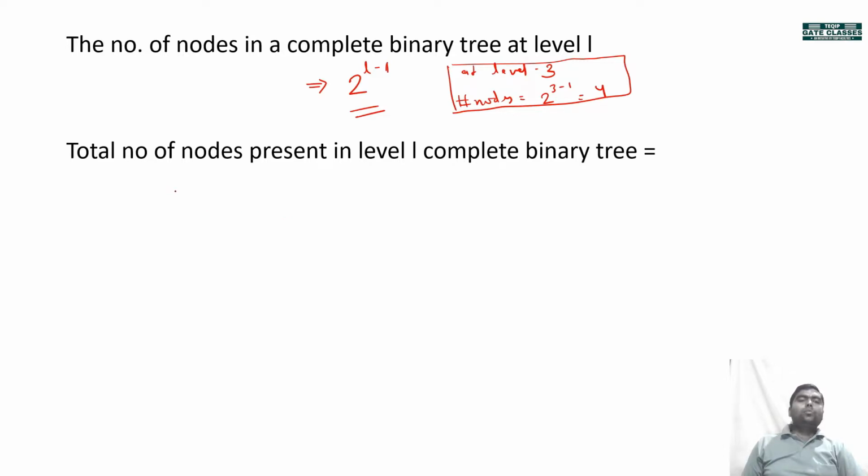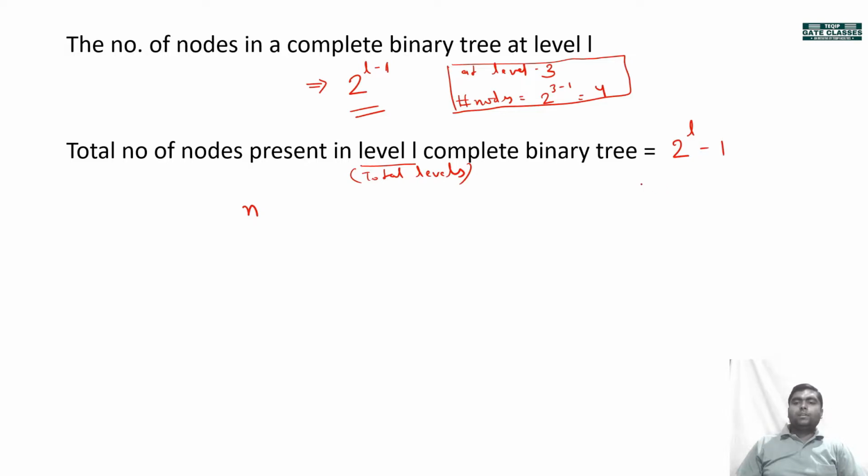Now next is the total number of nodes, overall nodes present in the overall number of levels. Let us suppose L levels are there. So L means total number of levels. How many levels are there? Basically the number of nodes means n, and this is 2 raised to the power L minus 1. These many nodes are there.